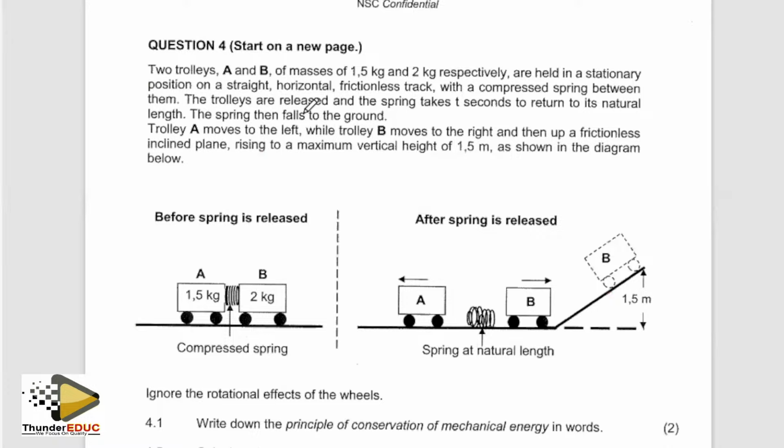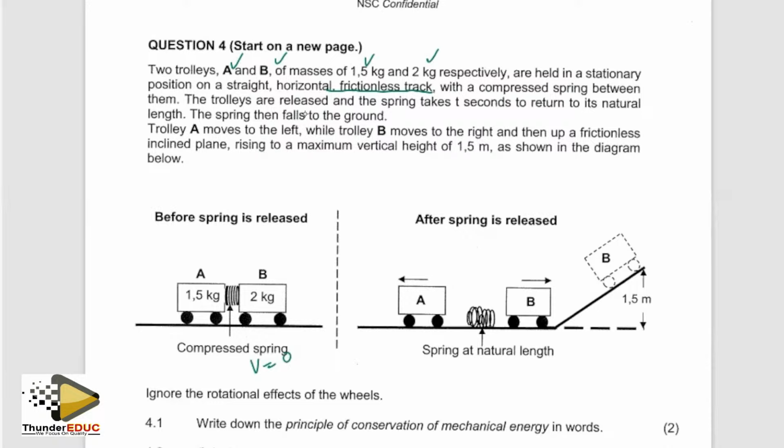All right, question number 4. They're telling us that 2 trolleys, trolley A and B, of masses 1,5 and 2 kgs respectively, are held stationary on a straight horizontal frictionless track. So if the bodies are held stationary, which means the velocity there is 0.